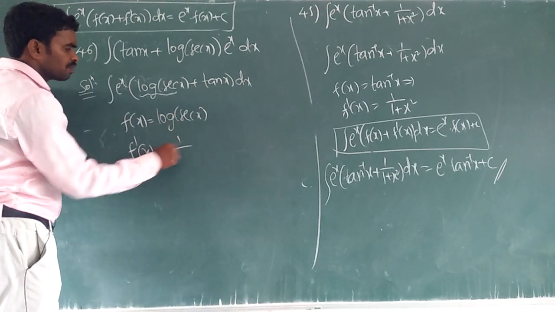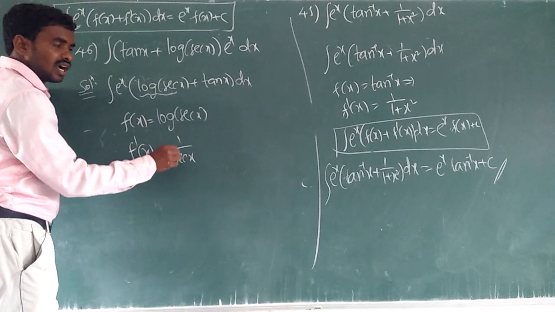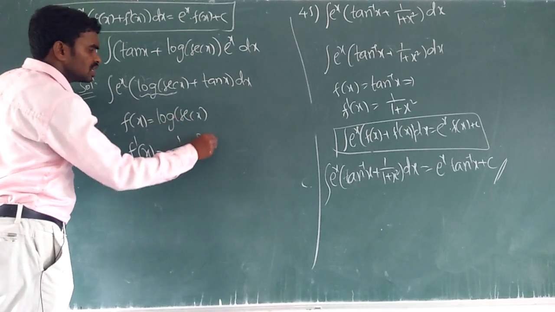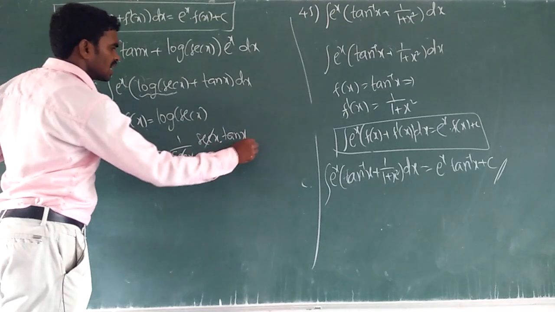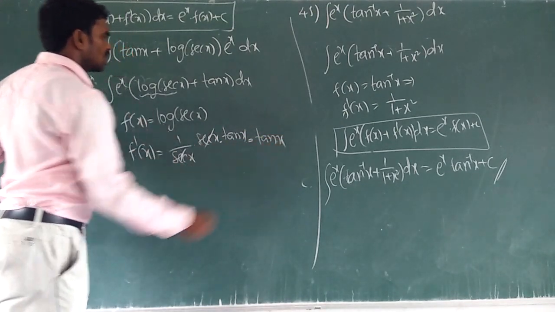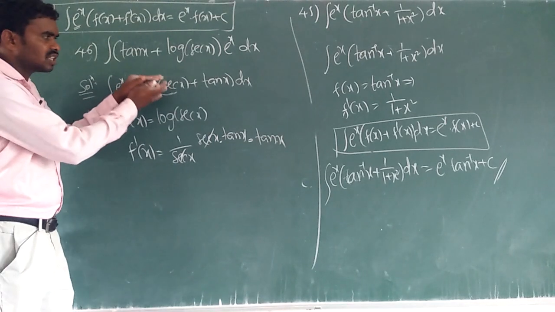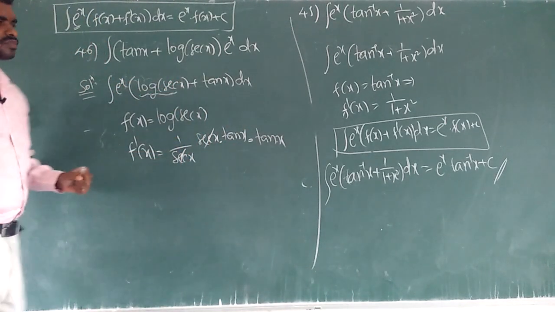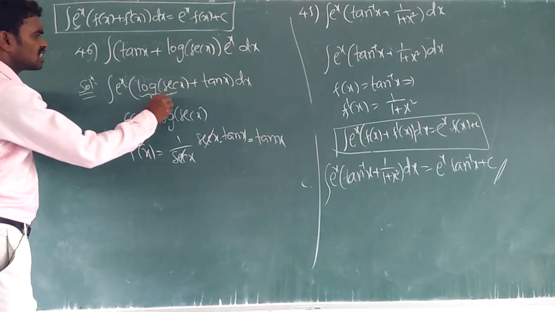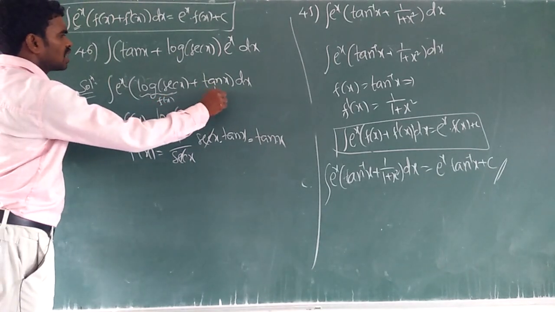So the derivative of log x is 1 by x. So 1 by secant x, again the derivative of secant x is secant x into tan x. So secant cancels, and we are getting tan x. Yes. Now, if you take this function, the derivative of this function is tan x. So we can treat this as f of x and this will be f dash of x.